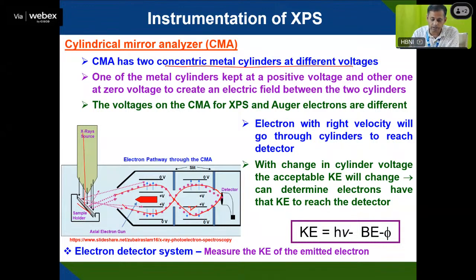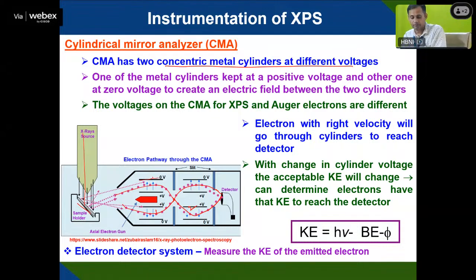One of the material cylinders is kept at a positive potential, while the other is at 0 voltage, to create an electric field between the two cylinders. You can see here, this is 0 potential, and this is a positive potential. So what will happen? The knocked-out electrons move between these two, and then slowly come to the detector.